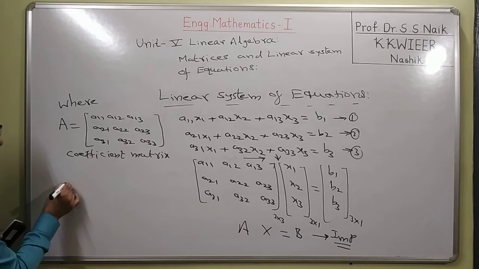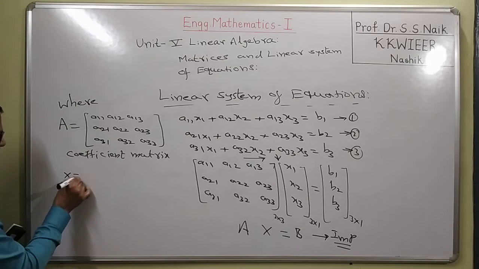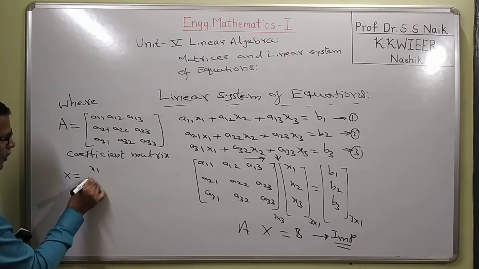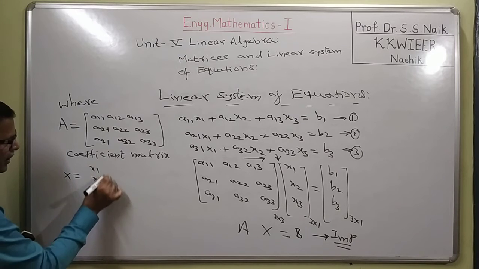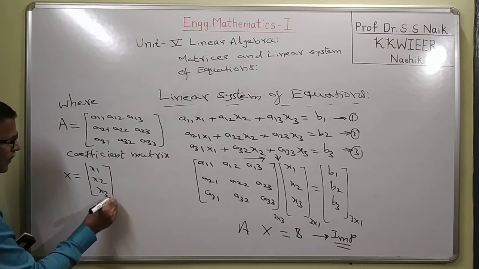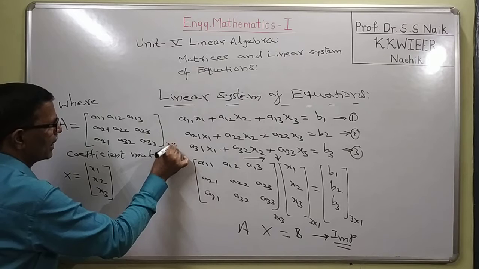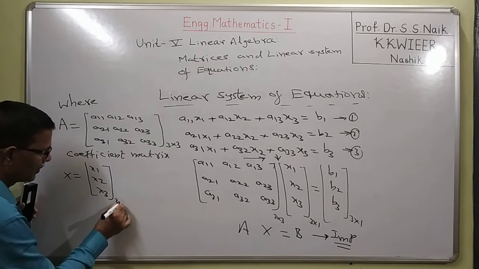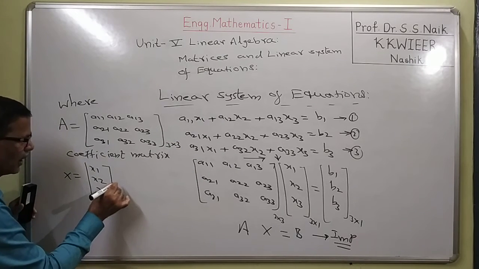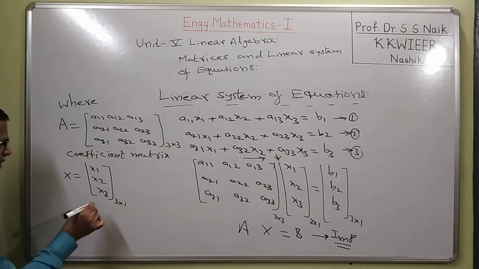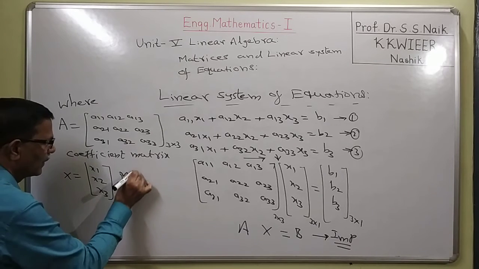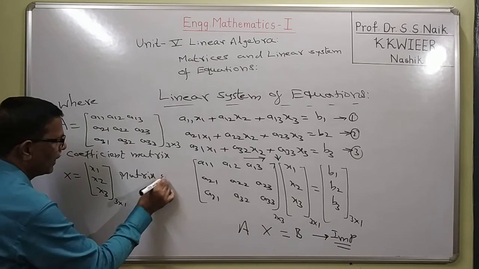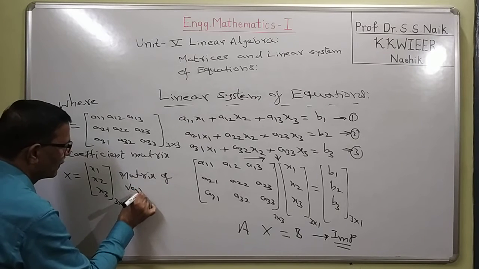Then you have X. X is equal to X1, X2, X3. This is a 3 by 3 matrix, and this is a 3 by 1 matrix. Now this is the matrix of variables.